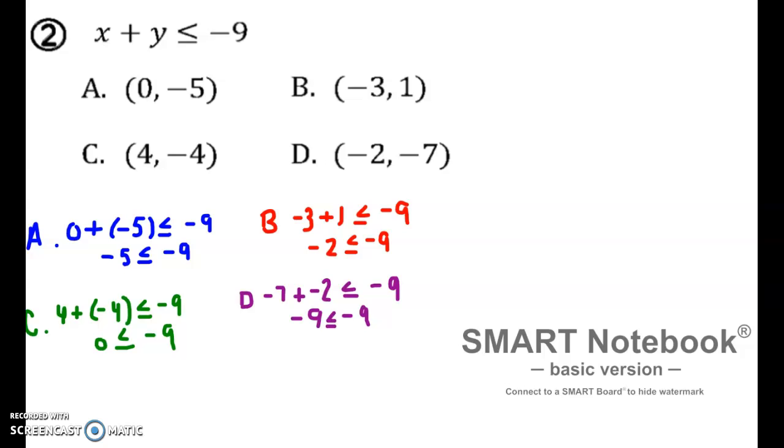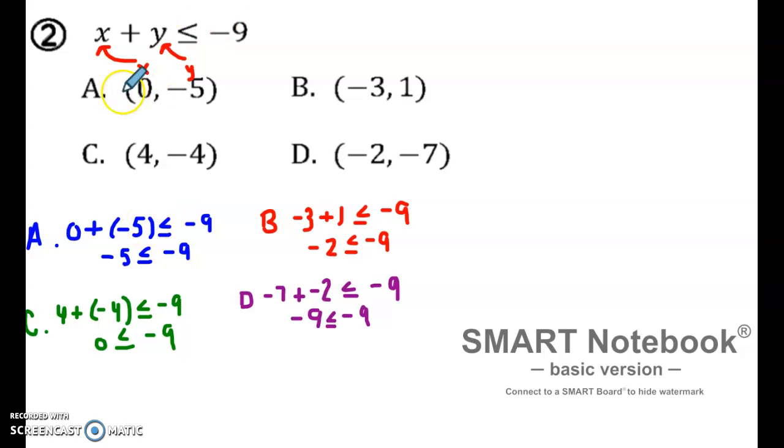Number 2, we're going to do the exact same way. So you just take your ordered pair, and for each ordered pair, you take the x value and substitute it in the inequality for x, and then you take your y value and substitute it into the inequality for y. And then you want to see which one gives you a true statement.